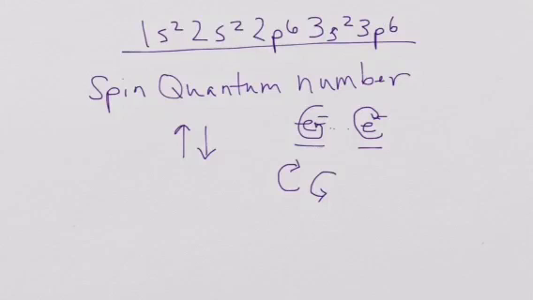Okay, I think that's the explanation of quantum numbers, and we're going to move on with just kind of writing more electron configurations.